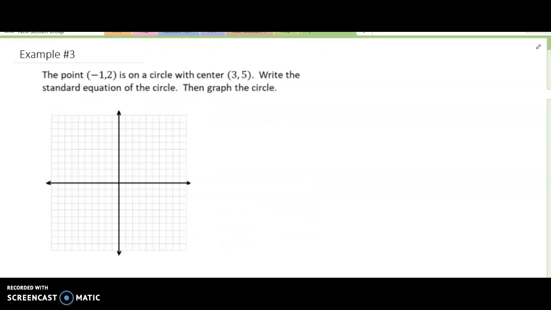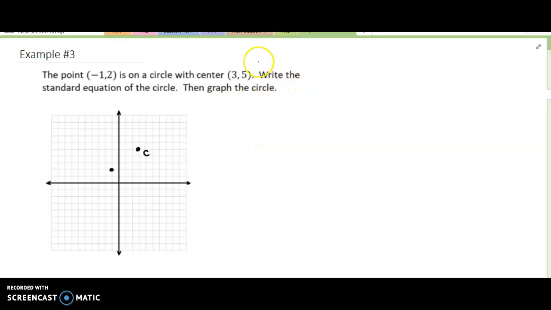All right, so let's look at example 3 here. Okay, so it says the point (-1, 2), which is right here, is on the circle. And the center is 1, 2, 3, 1, 2, 3, 4, 5. I'm going to put this as my center. Write the standard equation of the circle.